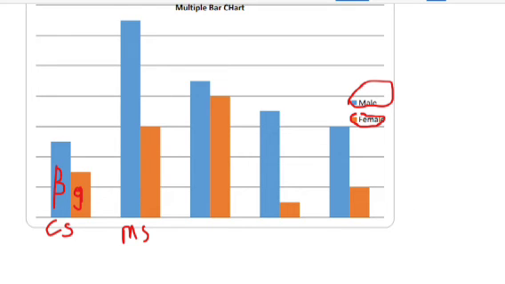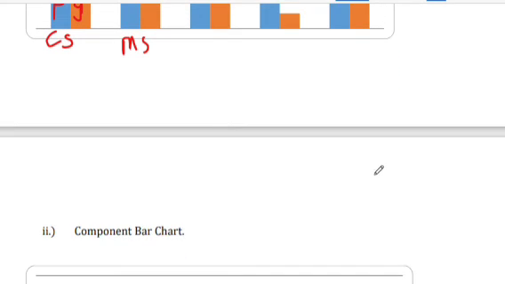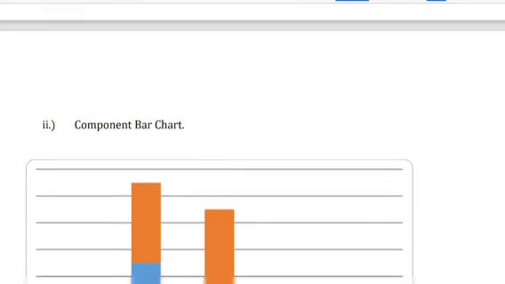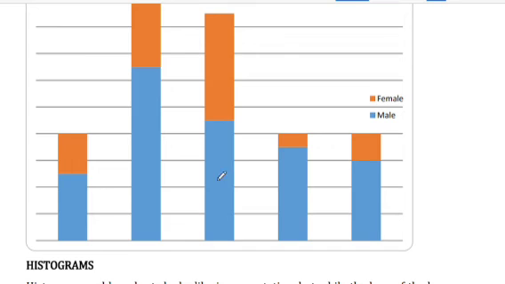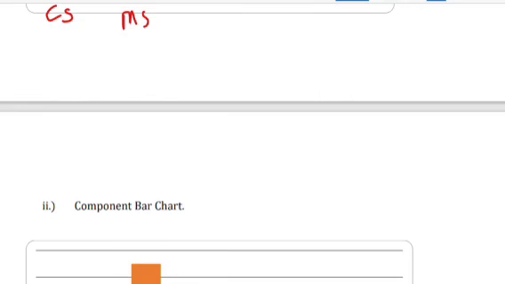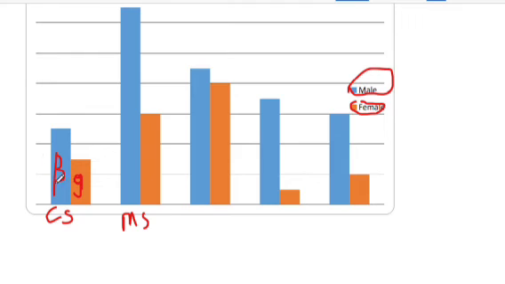Then let's go to the component bar chart. So that one was for the multiple bar chart. Now the component bar chart. For the component bar chart, you can see the difference. Instead of the female being beside the male, they are combined together. We are using the same data, so I'll use the first two again. For chemical science, the male is 25 and the female is 15. Let's check the table.